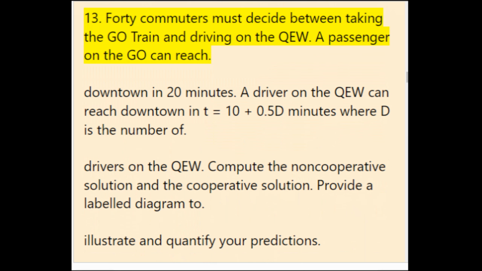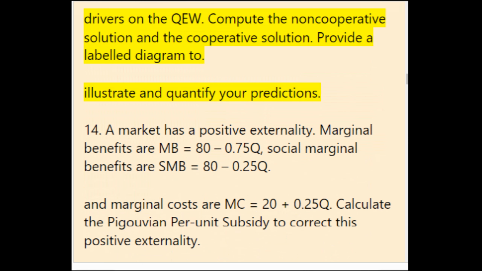13. Commuters must decide between taking the GO train and driving on the QEW. A passenger on the GO can reach downtown in 20 minutes. A driver on the QEW can reach downtown in T equals 10 plus 0.5D minutes, where D is the number of drivers on the QEW. Compute the non-cooperative solution and the cooperative solution. Provide a labeled diagram to illustrate and quantify your predictions.